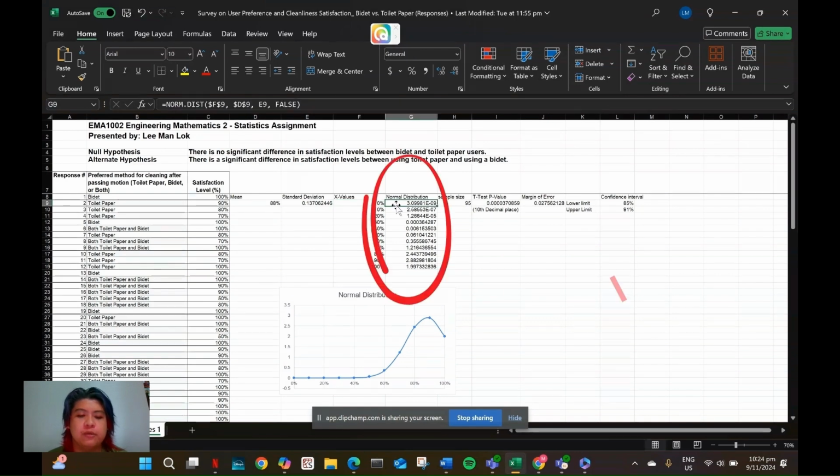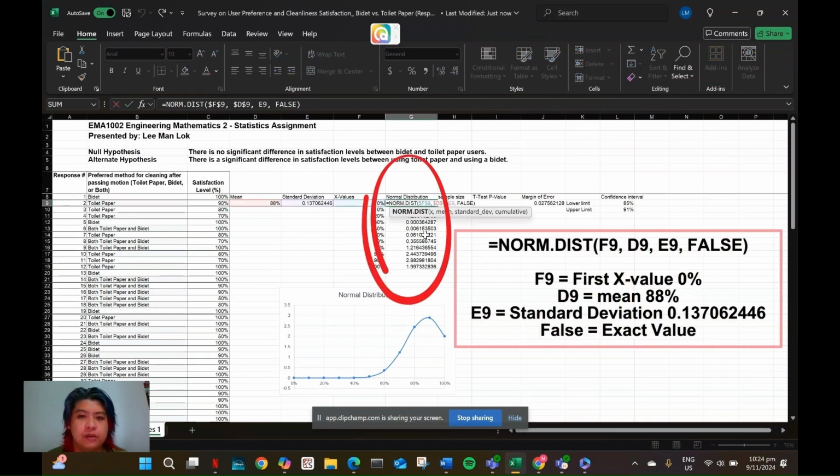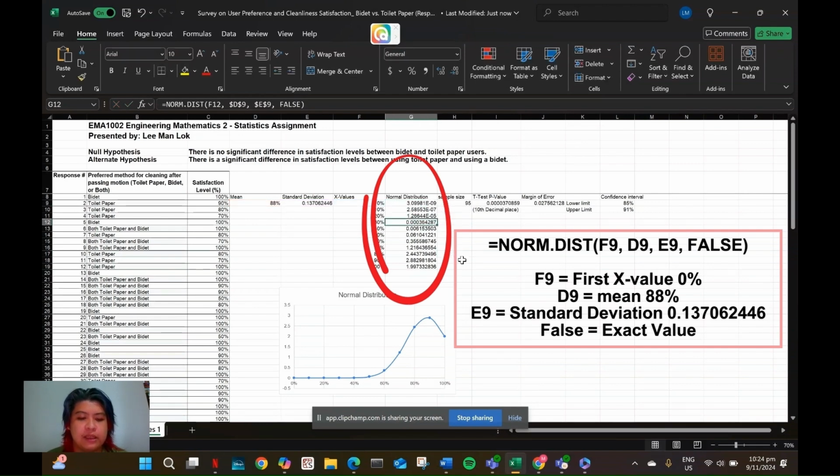Next to it, I find the corresponding normal distribution using the formula NORM.DIST. D9 is my mean of 88%, E9 is my standard deviation, and F9 is my x values. Using the same formula, I can get the other normal distribution values from 0 to 100%.